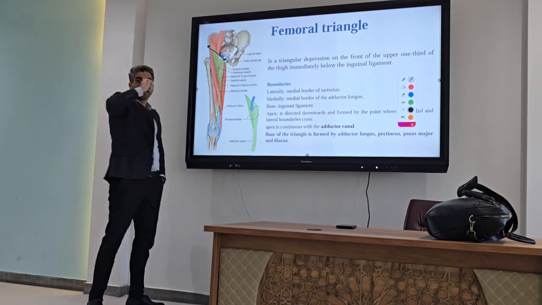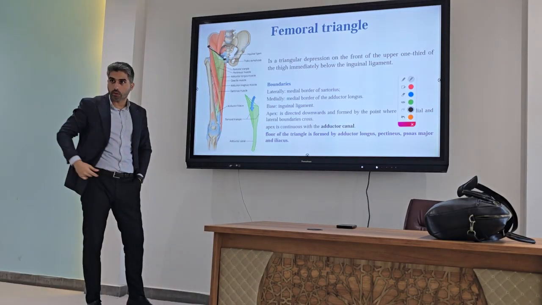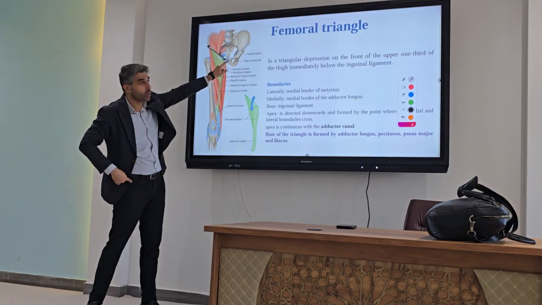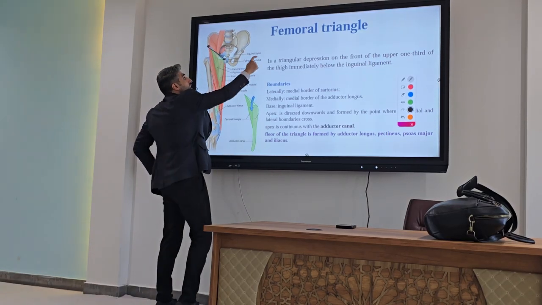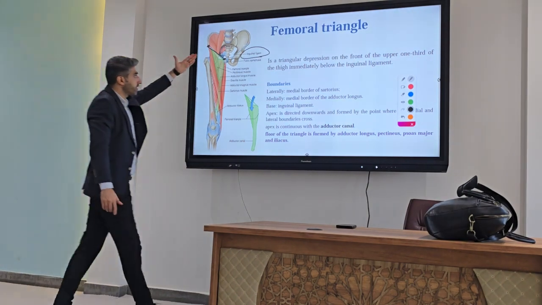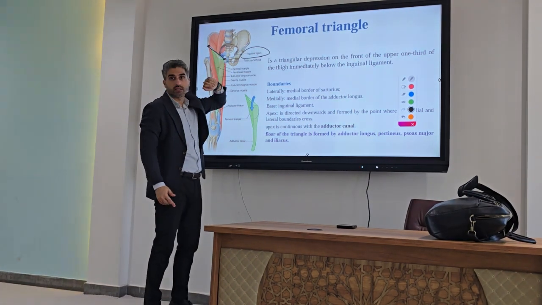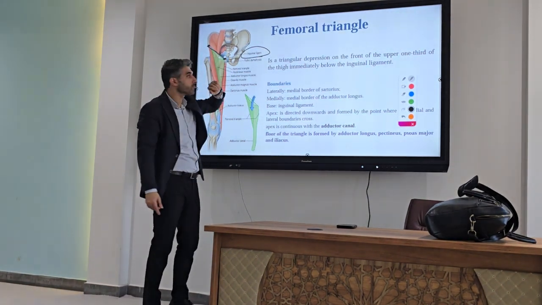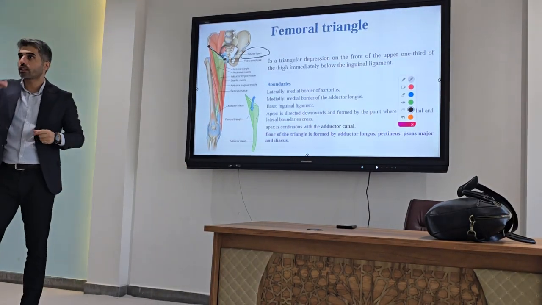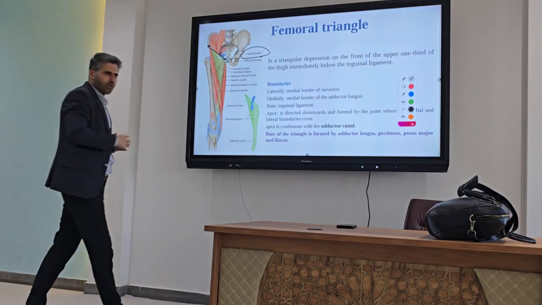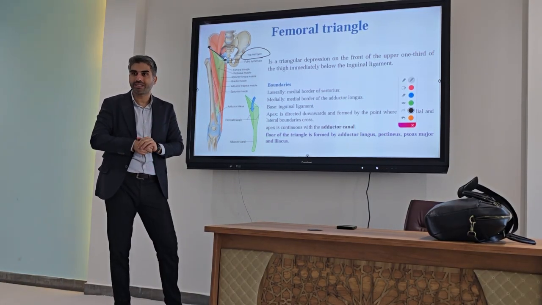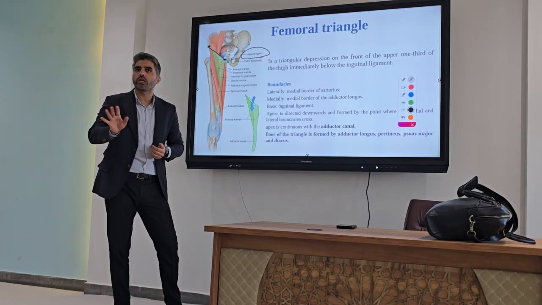Between the anterior superior iliac spine and the pubic tubercle of the pubis, we have a ligament. The name of this ligament is the inguinal ligament. This ligament is very important.